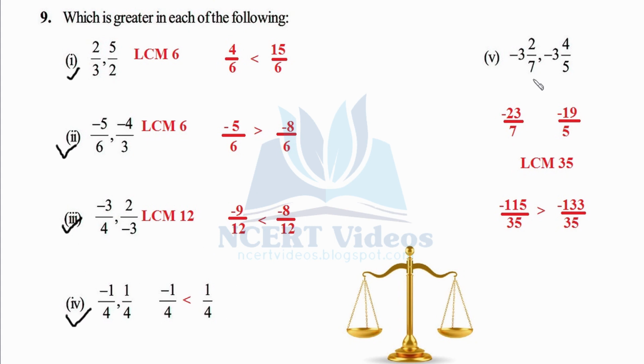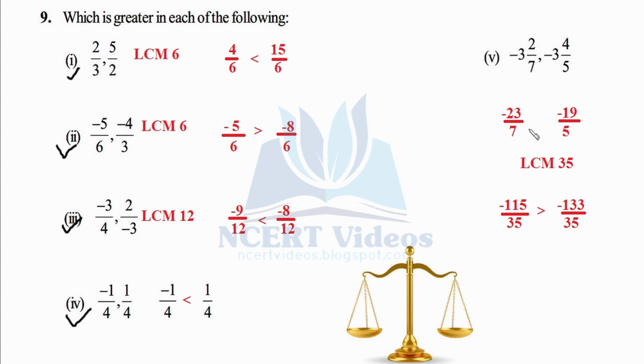Now here, first, this is a mixed rational number. To be more precise, it is a negative mixed rational number. So first try to solve it. 7 3s are 21, 21 plus 2 is 23, minus 23 over 7, 5 3s are 15, 15 plus 4 is 19, and fixing negative signs as well.